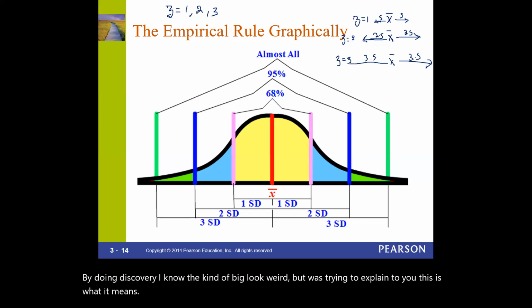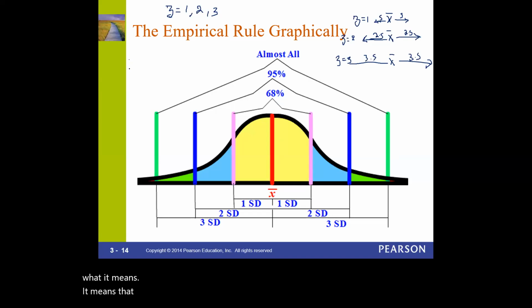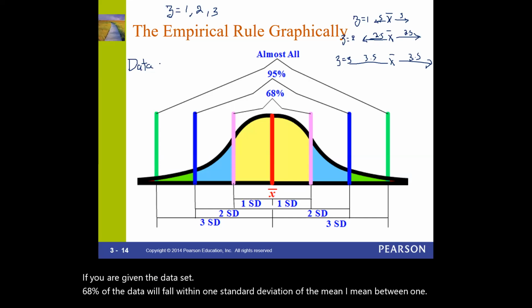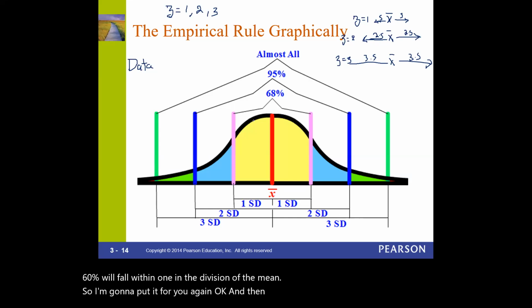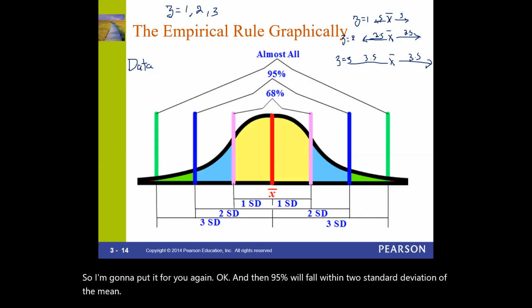It means that whenever you are given a data set, 68% of the data will fall within one standard deviation of the mean. Okay? So I'm going to repeat it for you again. And then 95% will fall within 2 standard deviations of the mean. And then this one says almost all.